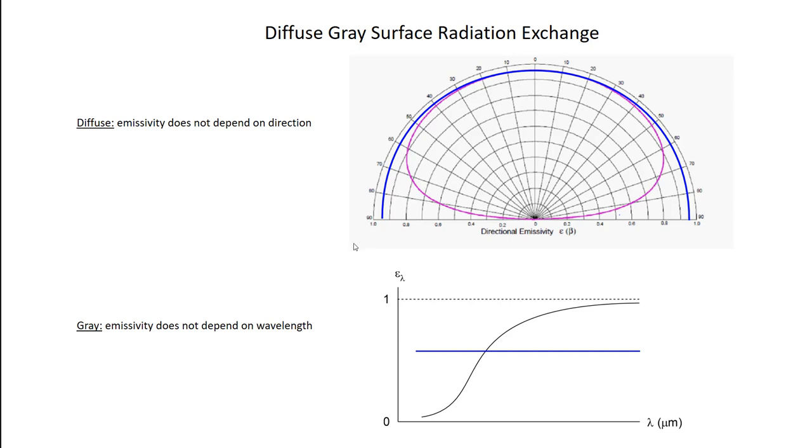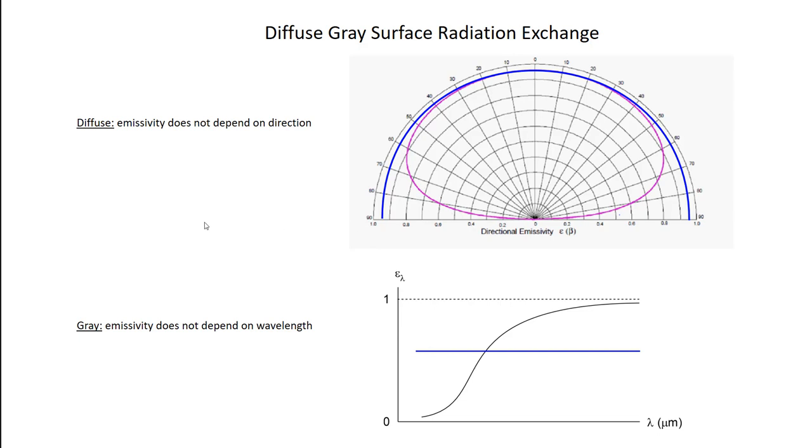Right? Every direction you'll have the same emissivity. And gray, which means that emissivity doesn't depend on wavelength. So, across all the wavelengths we have the same emissivity. So today we're going to talk about how you deal with radiation exchange between these diffuse gray surfaces.